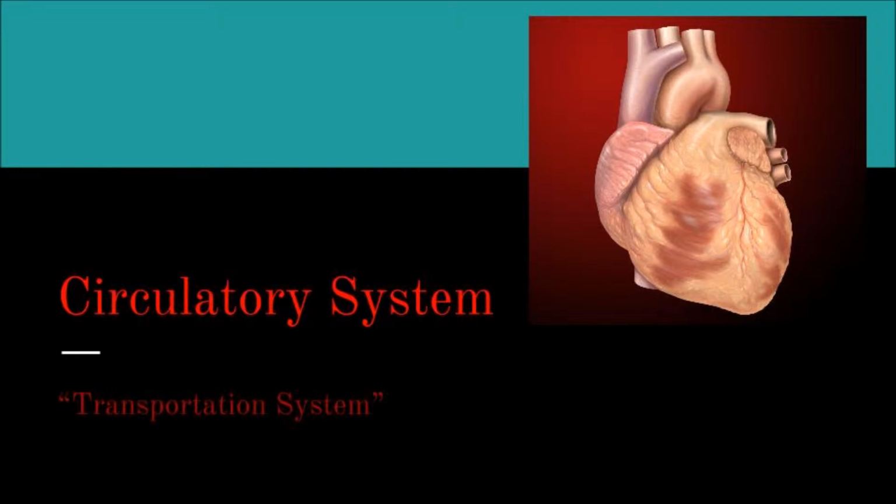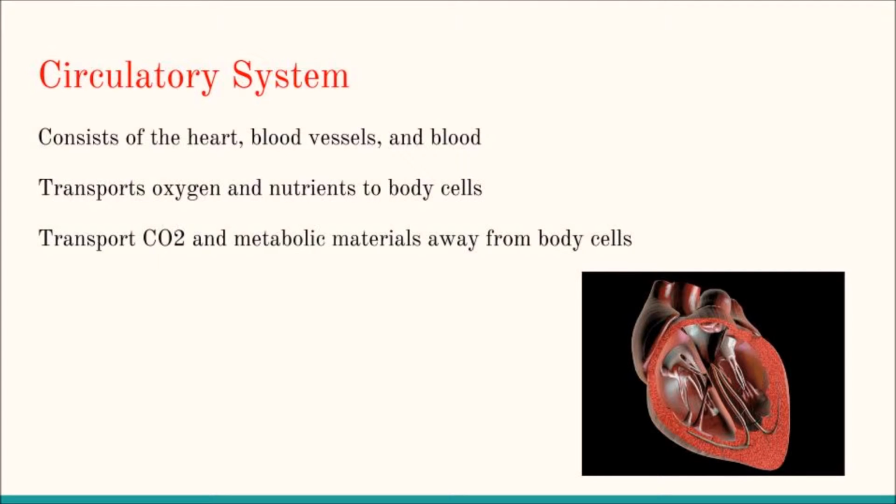The circulatory system, also known as the transportation system, consists of the heart, blood vessels, and blood. The system transports oxygen and nutrients to body cells. It also transports CO2, carbon dioxide, and metabolic wastes away from body cells.